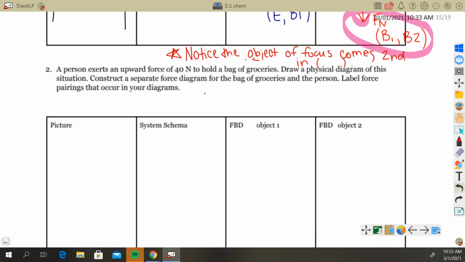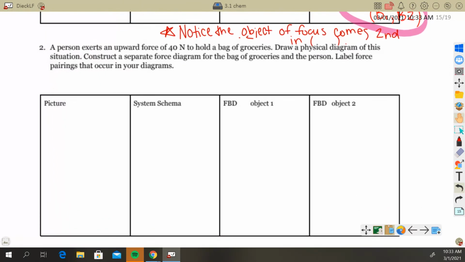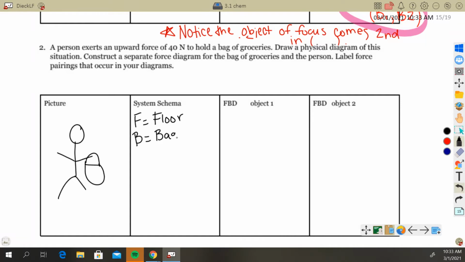All right. So number 2 says a person exerts an upward force of 40 newtons to hold a bag of groceries. Wants us to draw a physical diagram of that. So your picture, just so we're all on the same page, we're gonna have a human holding some groceries. There we go. They're holding some groceries. Our schema, and you can write this up here, but we're gonna have the floor. We're gonna have the bag. We're gonna have the person.